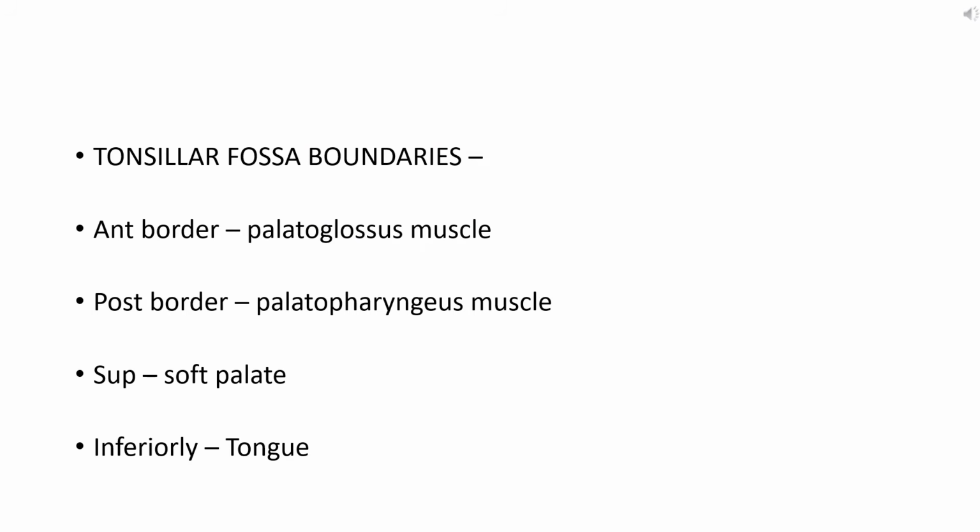Now coming to the anatomy of another important structure, that is tonsillar fossa. Boundaries are very important. Anteriorly it is formed by palatoglossus muscle, that is known as anterior pillar. Posteriorly formed by palatopharyngeus muscle, that is posterior pillar. Superiorly there is soft palate, and inferiorly there is tongue. We have already seen all these structures in our previous handmade diagrams.